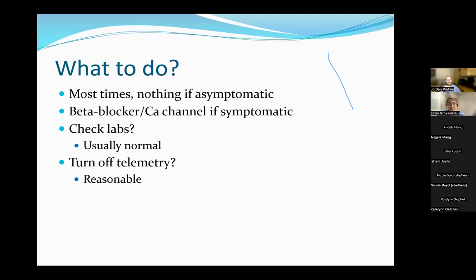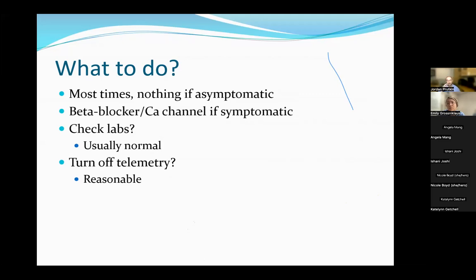I mean, here's the honest answer. You're going to check labs and they're going to come back as normal, but it's going to make you feel like you did something for the patient. It's going to make the team feel like you've done something for the patient. But most times these rhythms are not going to be triggered by something like hypokalemia. Not always true, but most times.